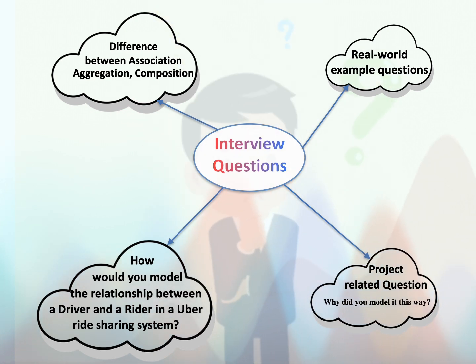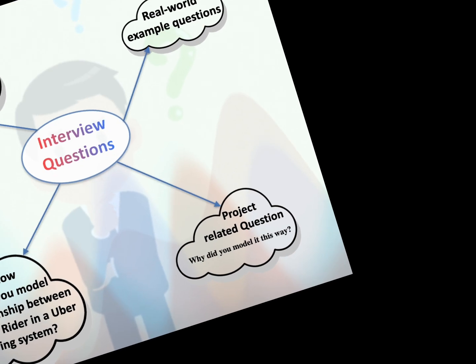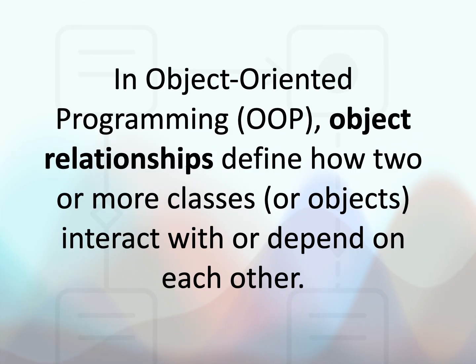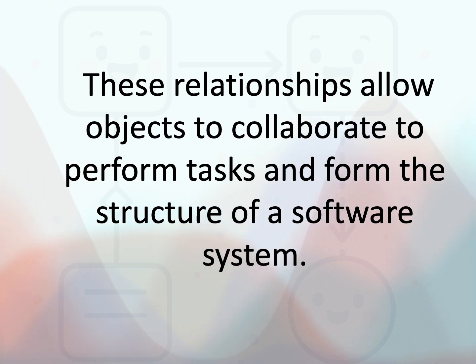We'll discuss them all. So what exactly is object relationship in OOP? If I say in formal definition, object relationships define how two or more classes or objects interact with or depend on each other. These relationships allow objects to collaborate to perform tasks and form the structure of a software system.